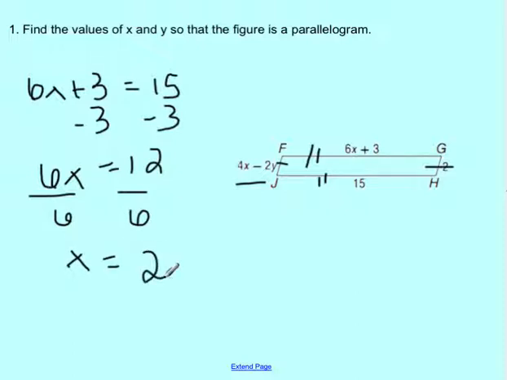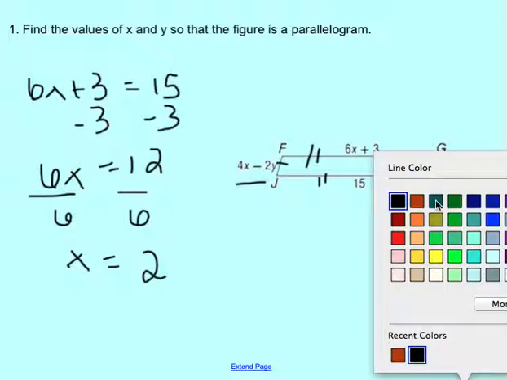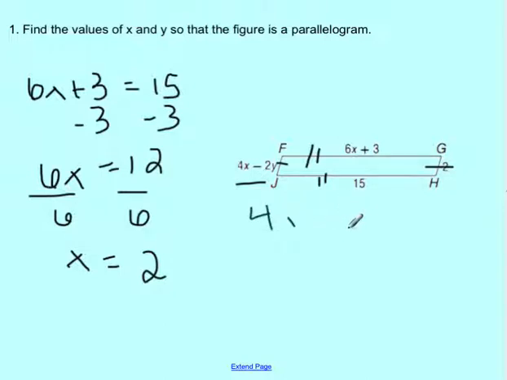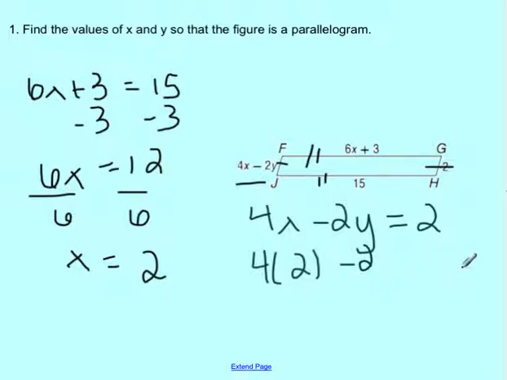So x is equal to 2. So now I know what x is equal to. I can solve for the y. So I know 4x minus 2y needs to be equal to 2. Well, now I know what x is, so I can substitute that in. So I have 4, and now instead of x, I'm going to put 2, minus 2y is equal to 2.